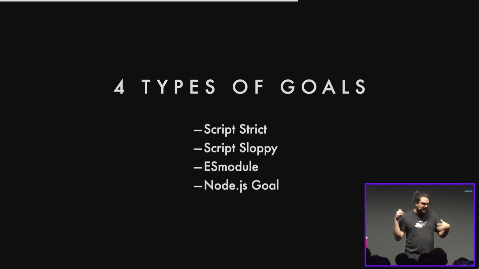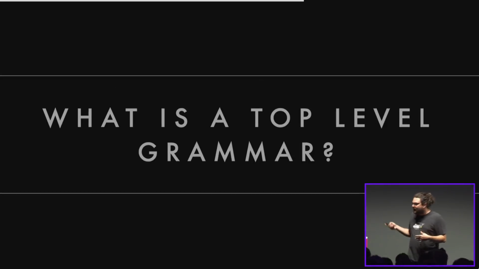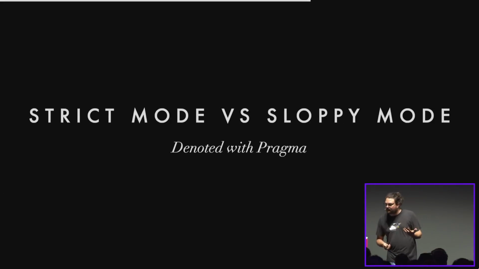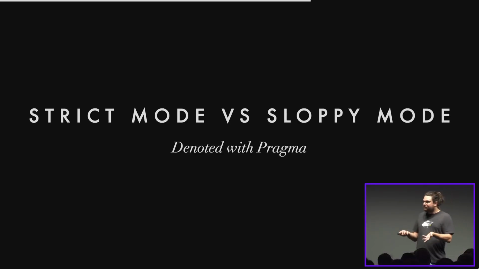And now when you start seeing these, you can get an idea of what a goal is. It's a combination of a grammar and an execution mode. So when we talk about a top-level grammar, we're specifically talking about things like strict mode versus sloppy mode. The ability to specify what symbols, what APIs, what is actually exposed by the language. Strict versus sloppy is able to be denoted by a pragma, use strict, which was a best practice 5 years ago and still is, and that removes capabilities from the language.